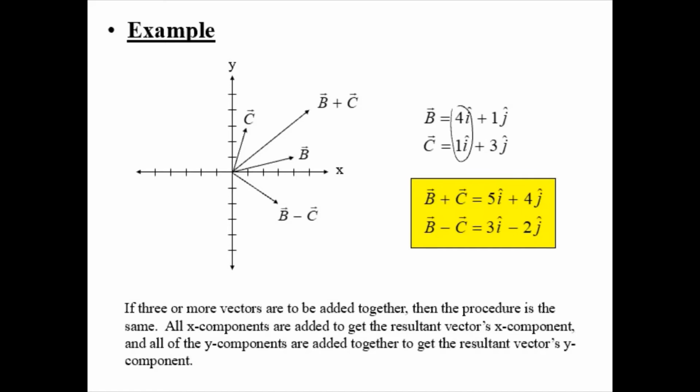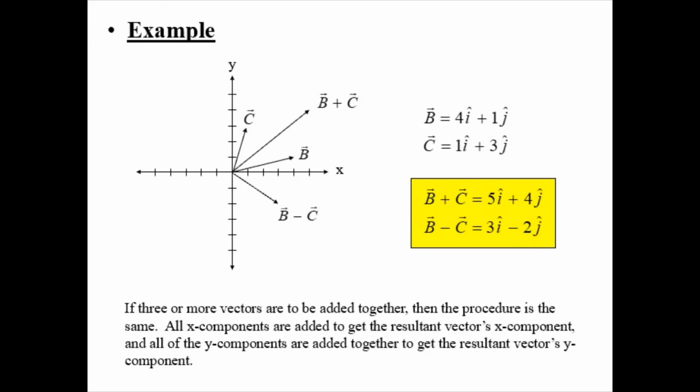I simply add up their i components, and I get the i component of vector b plus c. If I add the y components together, I get the y component of vector b plus c. So vector b plus c is simply 4 plus 1, or 5i, and 1 plus 3, or 4j. 5i plus 4j. If I sketch it into the diagram, vector b plus c ends up right here. And you notice it's a combination of those two vectors.